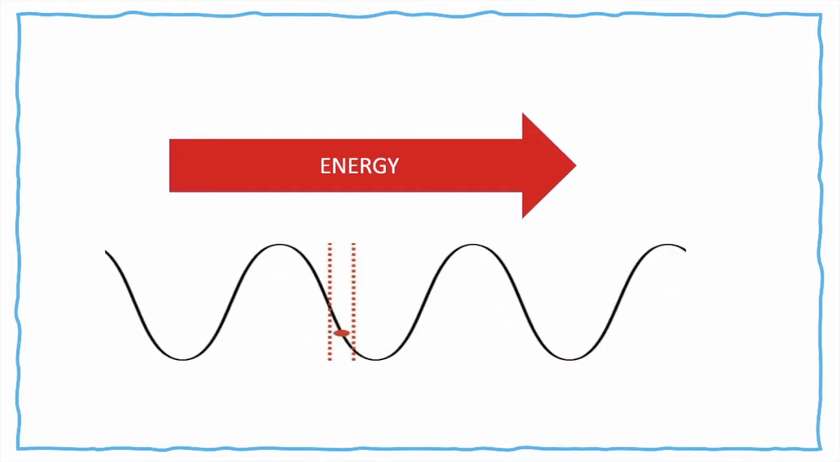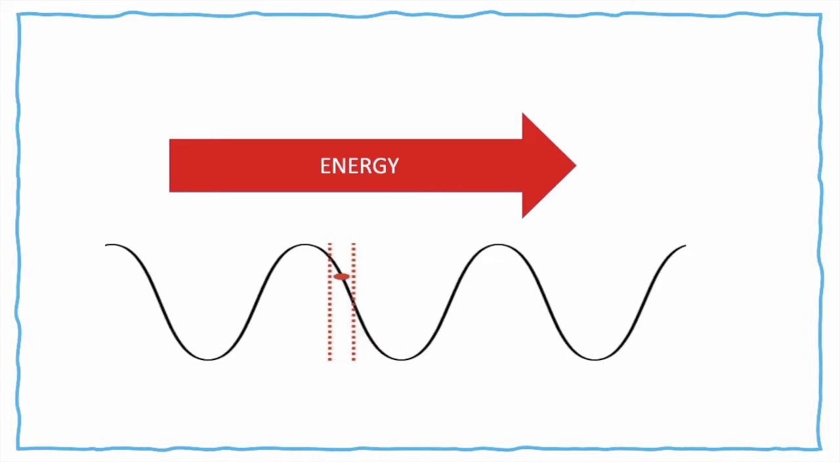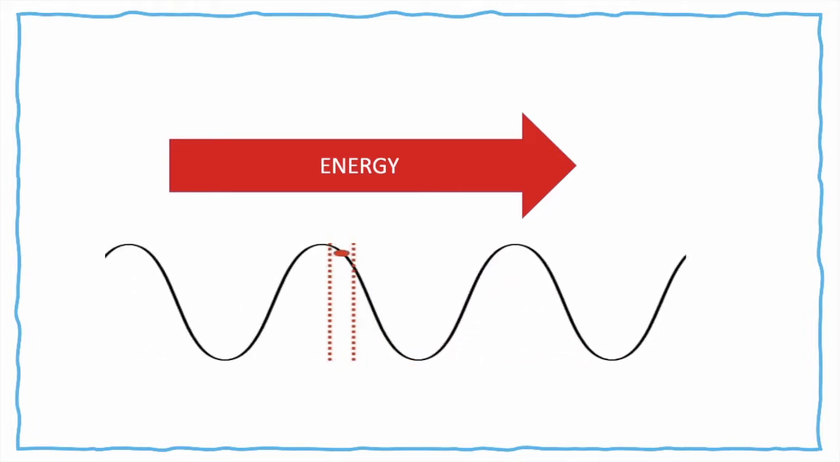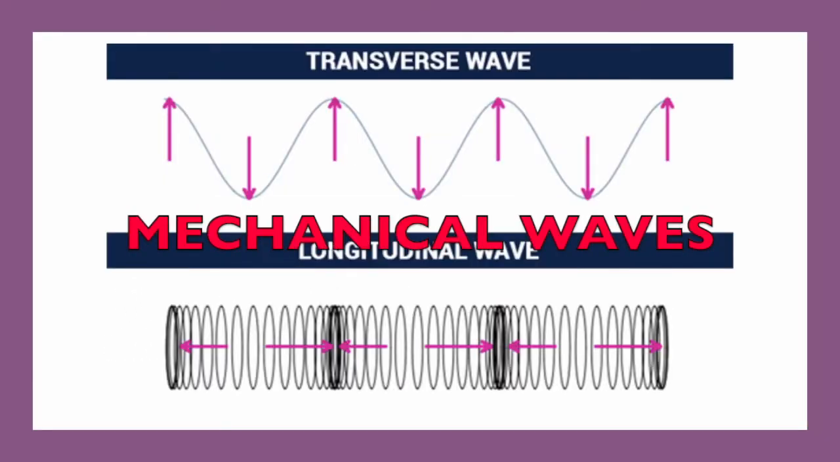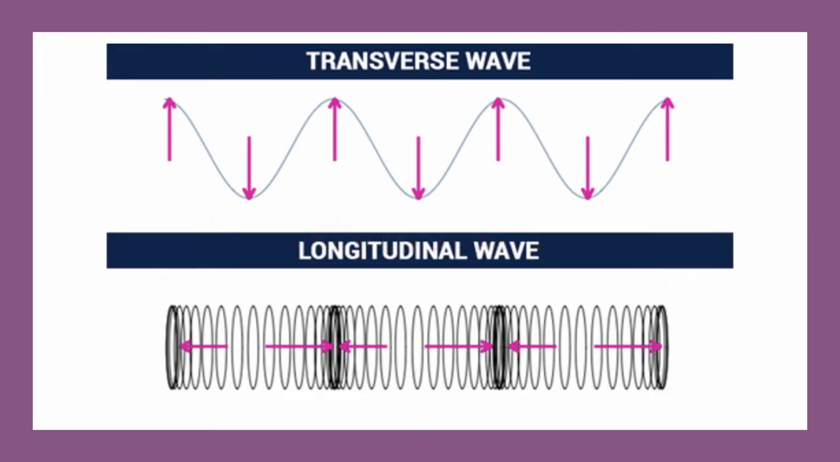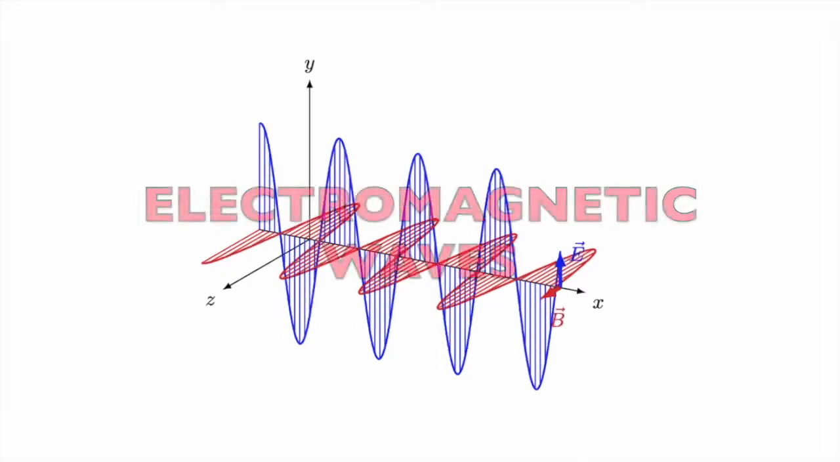There are a couple types of waves you probably learned about in prior courses. One of these is mechanical waves, which is an oscillation of matter. In these waves, energy is transferred through a medium. These waves come in a couple different forms, like transverse waves and longitudinal waves. And we're not going to be dealing with this type of wave today.